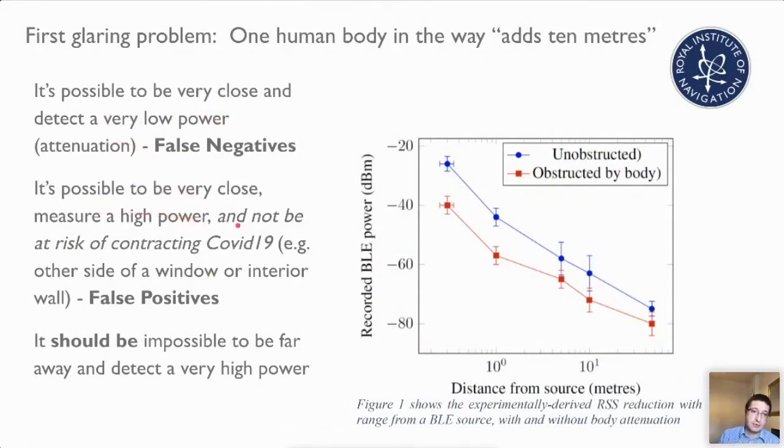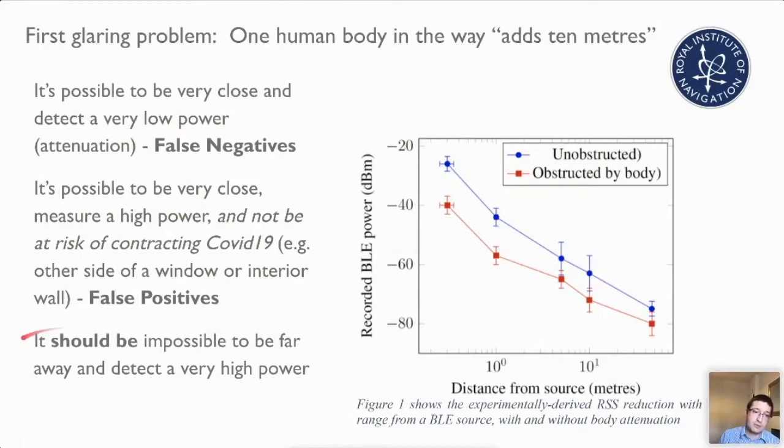It's also possible to be very close and measure a very high power, but not actually be at risk of contracting COVID-19. So being the other side of a pane of glass, for example, and not actually breathing the same air. And this is false positives, a contact tracing app reporting that you were with somebody that you were not with, you were the other side of a window.